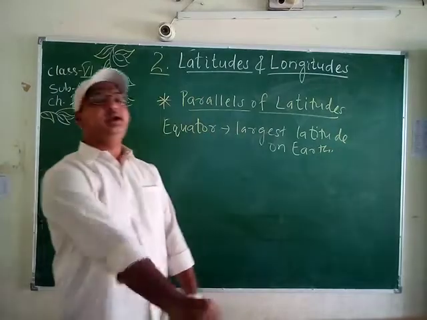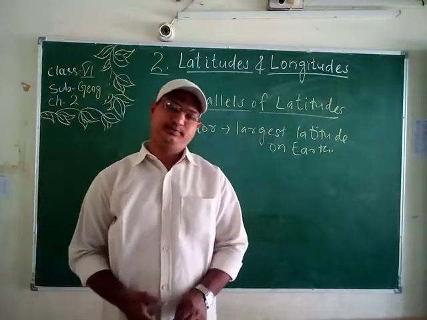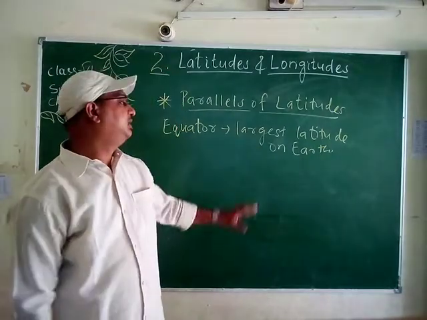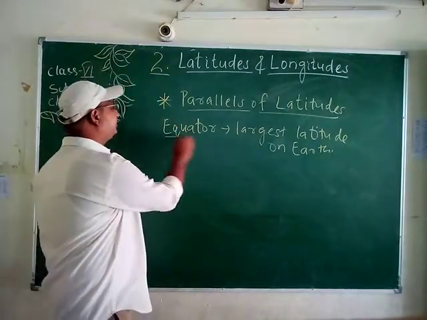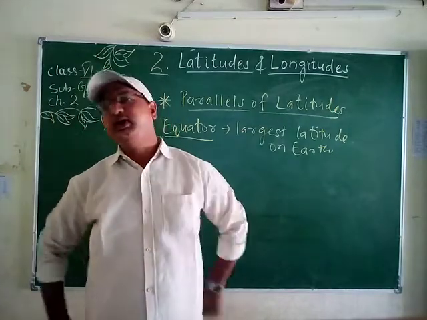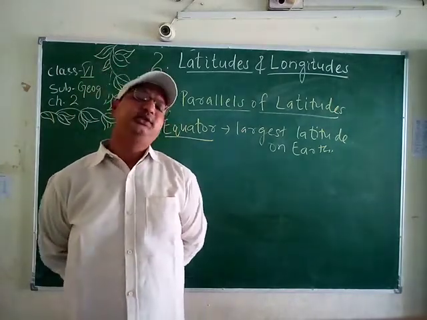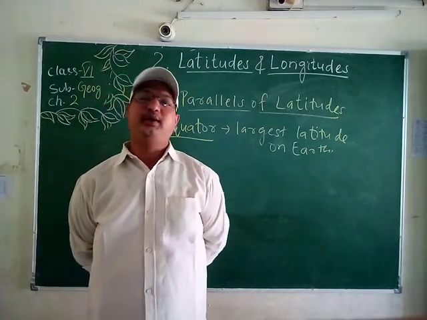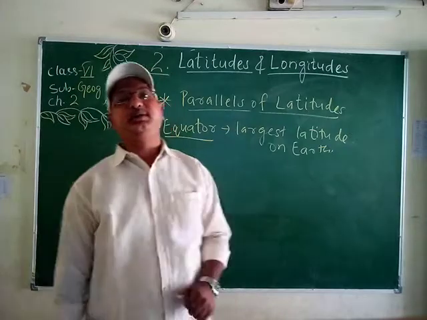Students, as I have told you, if the earth is a sphere and we cut it into two halves, then the line, the equator, is the largest latitude on earth, which passes through the middle of the earth. This circle is referred to as the equator. It divides the earth into two equal halves, that is the northern hemisphere and the southern hemisphere.